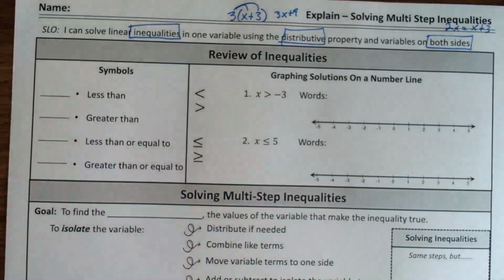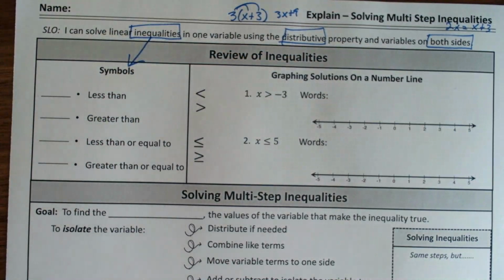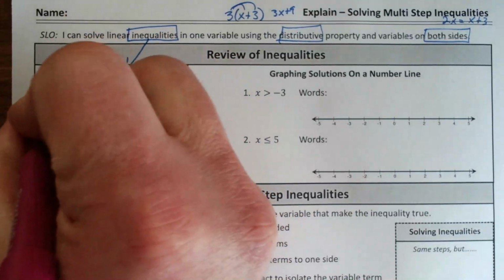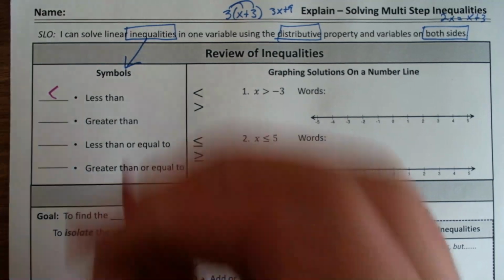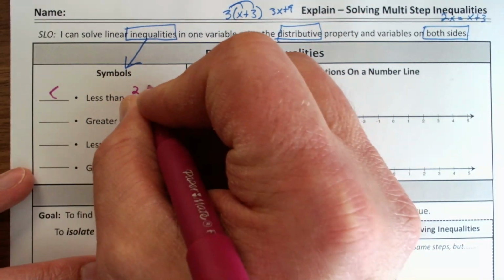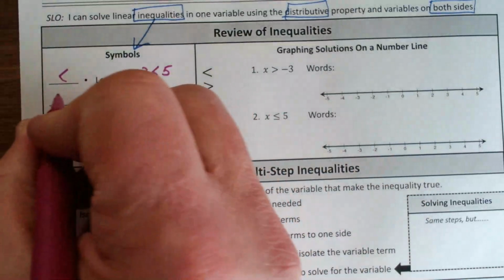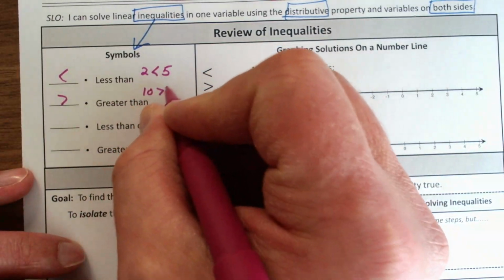But we have these inequalities, which is something new. Inequalities use four special symbols. So the first symbol is less than. And with the less than symbol, you are saying that something like 2 is less than 5. Then we have the greater than symbol. And with the greater than symbol, you are saying something like 10 is greater than 1.